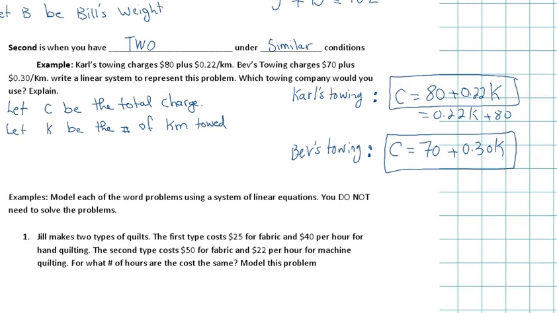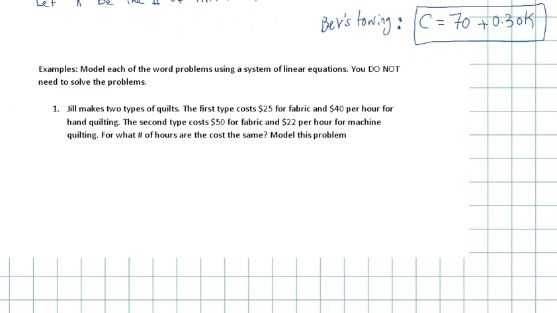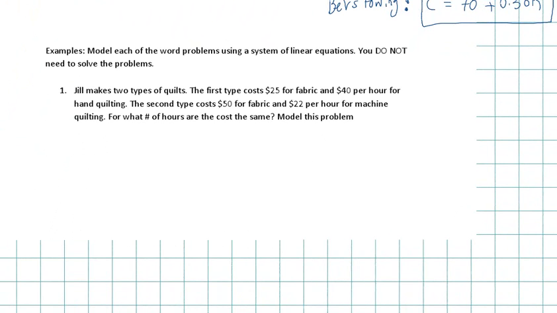So we're going to look at examples. For these examples, you're going to model each of the word problems using a system of linear equations. You do not need to solve the problems. We're just going to set up the equations and that's it. We're going to stop. We'll talk about solving the problems later on. Jill makes 2 types of quilts. The first type costs $25 for fabric and $40 per hour for hand quilting. The second type costs $50 for fabric and $22 per hour for machine quilting. For what number of hours are the costs the same? Model this problem.